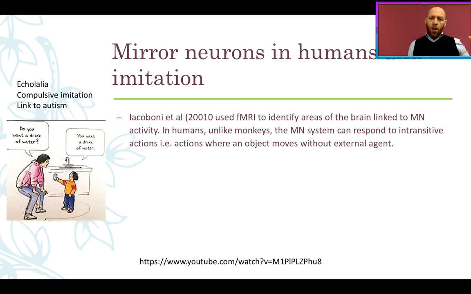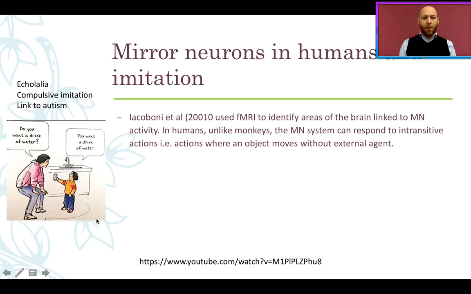So Iacoboni et al. in 2010 used fMRI to identify areas of the brain linked to mirror neuron activity. In humans, unlike monkeys, the mirror neuron system can respond to what's called intransitive actions. So actions where an object moves without an external agent, so stuff sort of floating, whereas in monkeys, it was only actions that had a direct cause.